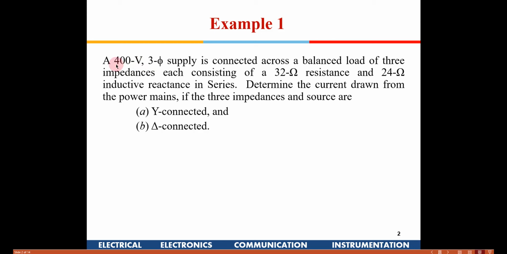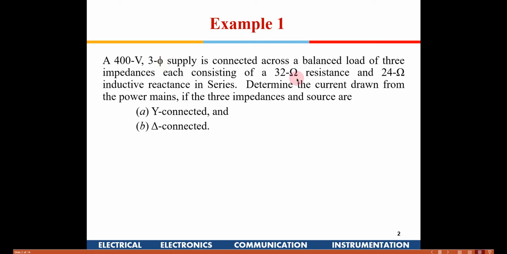When we write 400 volt in a 3-phase, it means this is the line voltage and not the phase voltage. So you've got to remember that. If it is a phase voltage, then it will be specified that it is a phase voltage. As long as it is not specified, if it is given in this manner, you have got to take it as a line voltage.